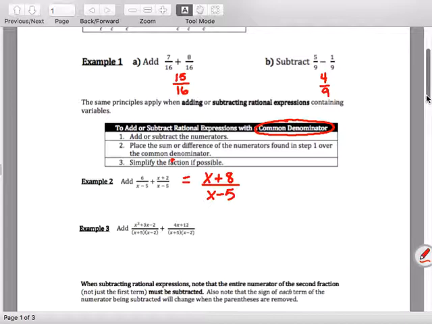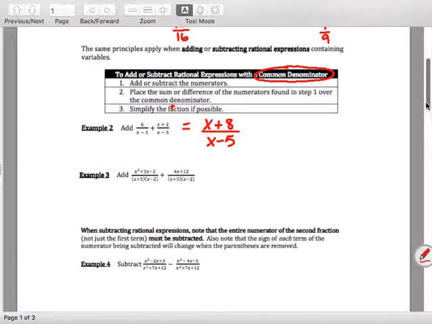Can I cancel the x's? No, okay, it should be an emphatic no. I can only cancel common factors, not terms. All right, example 3. I have a common denominator, so now I'm going to add the numerators. And what's really cool is I have created a problem like what we did in the previous section.